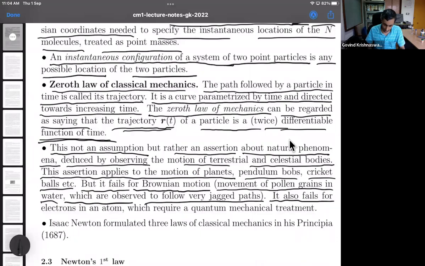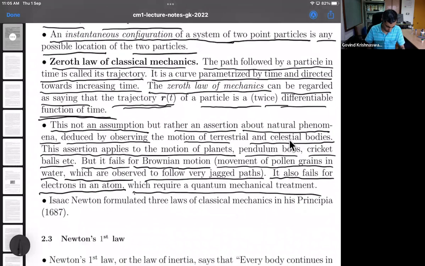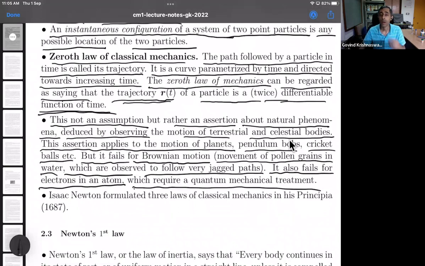This law also fails for electrons in an atom, where it was found to be very hard to define what you would mean by a trajectory of an electron in an atom. The concept itself is somewhat fishy. It cannot be made physically precise, and a somewhat different framework is needed, which requires a quantum mechanical treatment. So I have just mentioned two very big examples, namely Brownian motion and quantum motion of electrons in atoms, which do not satisfy what I call the zeroth law of classical mechanics. So we should know the domain of applicability also of our laws. Any question about this statement?